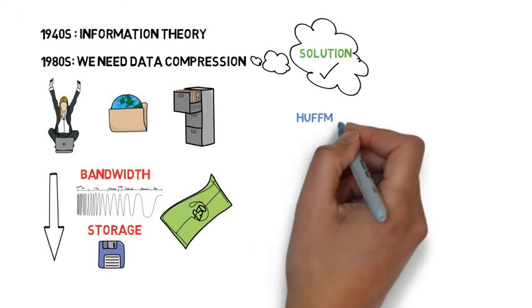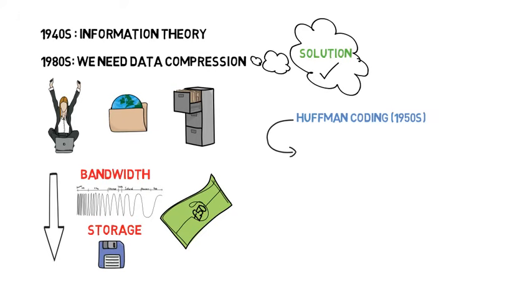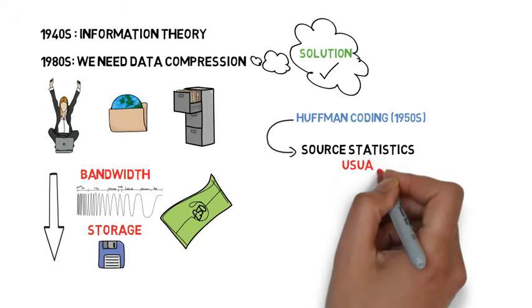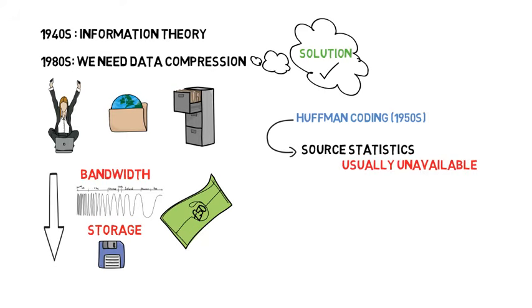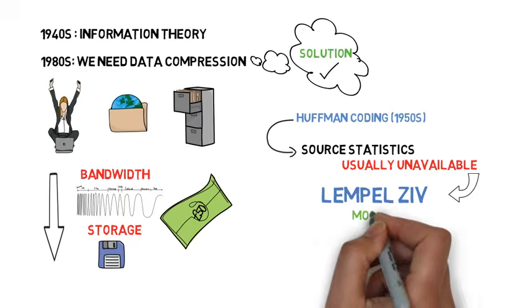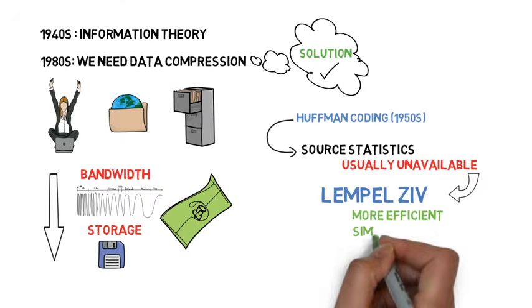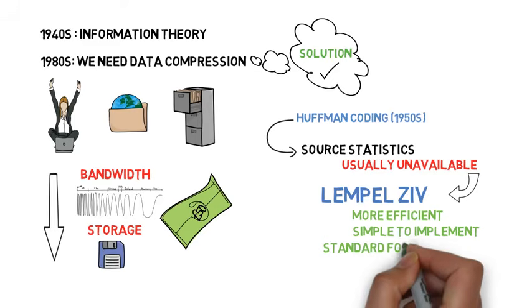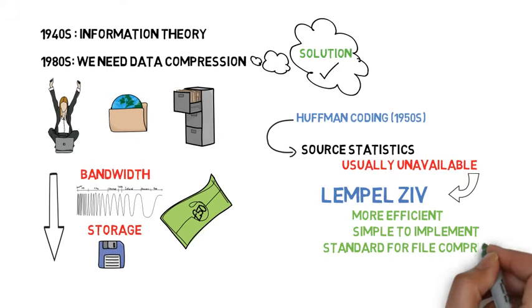Although Huffman coding was already created, it required a probabilistic model of the source. Unfortunately, in real life, source statistics are not always known. So, to overcome these practical limitations, we may use the Lempel Ziv algorithm, which is more efficient and simpler to implement. The Lempel Ziv algorithm is now the standard algorithm for file compression used in software like 7-Zip and others. So, let's have a look at how it works.